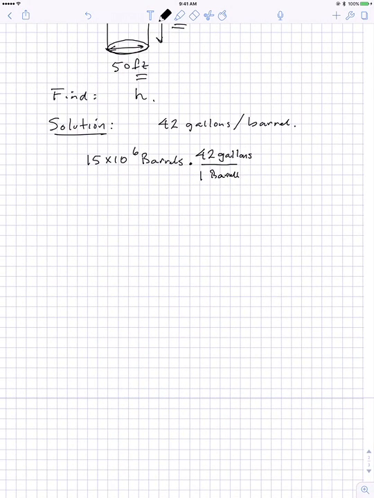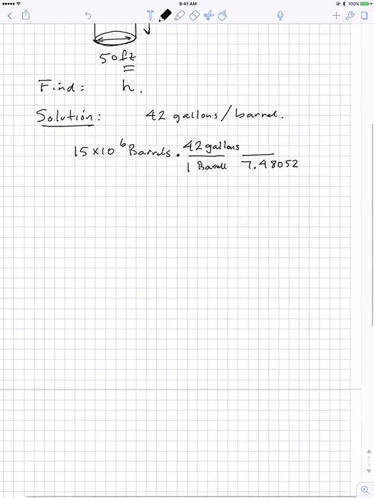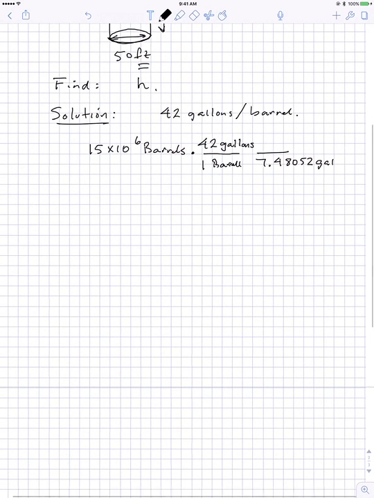Then I'm going to need to know how many gallons there are in a cubic foot. And it turns out you can Google that. You can find that 7.48052 gallons in a cubic foot. So we see our units become consistent, and we have an expression for V. So we can calculate that number and store it in the calculator.